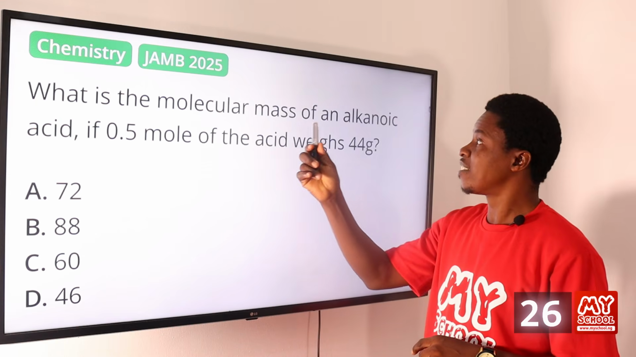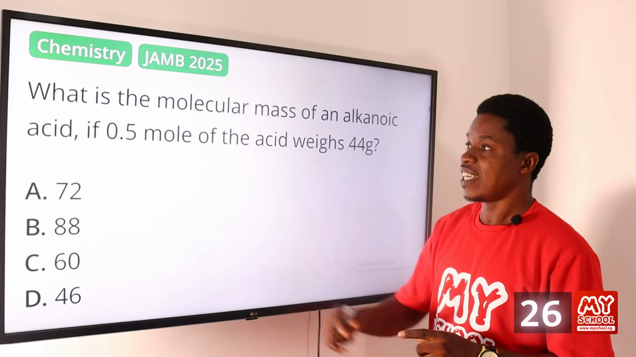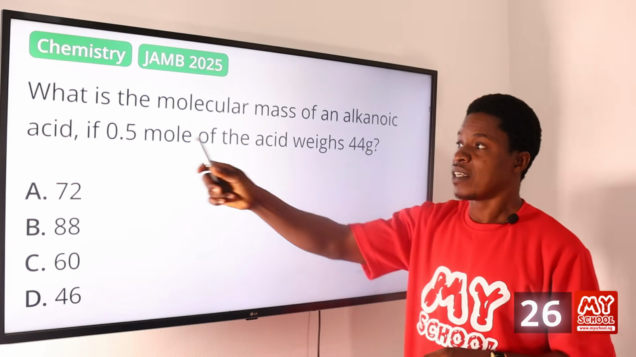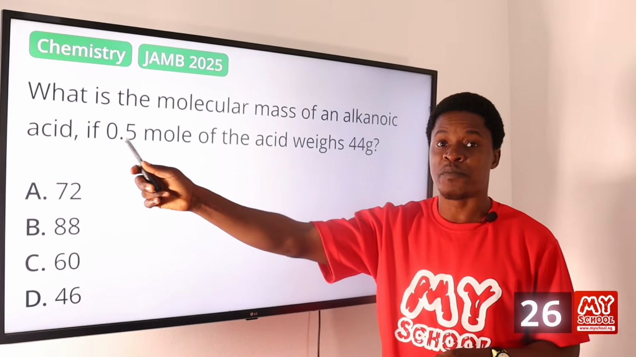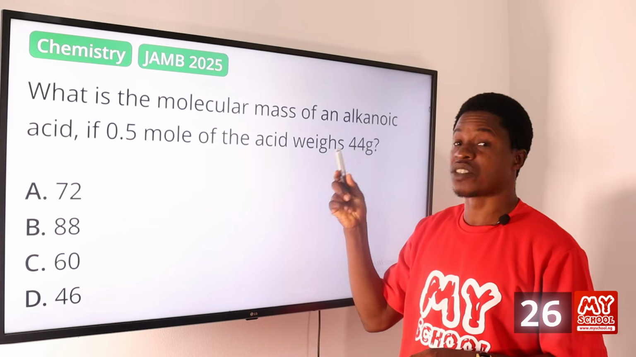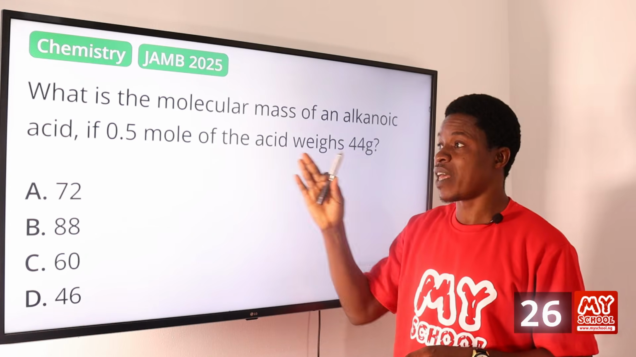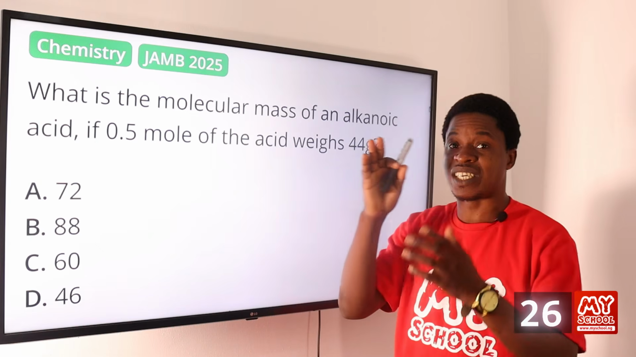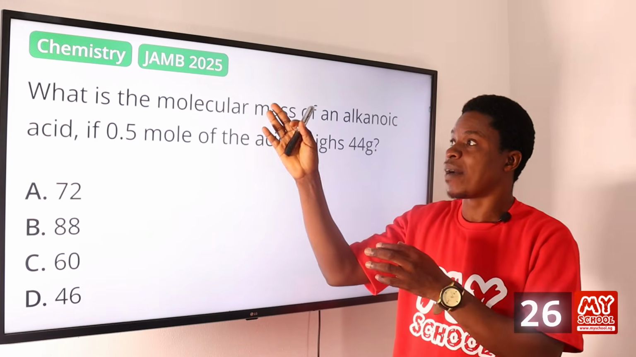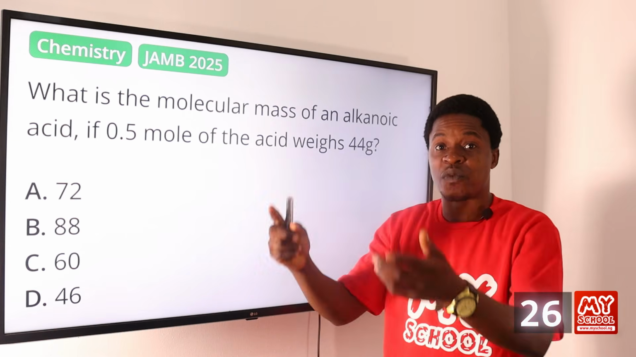What is the molecular mass of an alkanoic acid if 0.5 mole of the acid weighs 44 grams? We're given the number of moles, and we're also given the weight, which is 44 grams, also referred to as the mass, okay? So we have mole, we have mass. There's a relationship between the number of moles, the mass, and the molecular mass, in other words the molar mass, that we wish to find, okay?